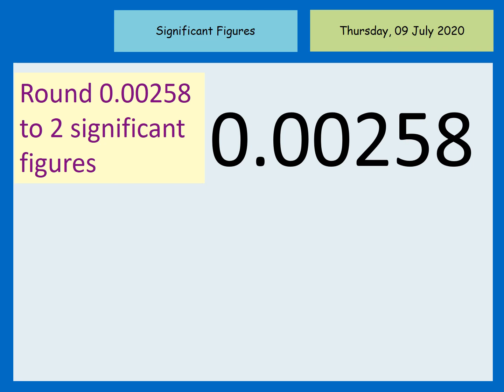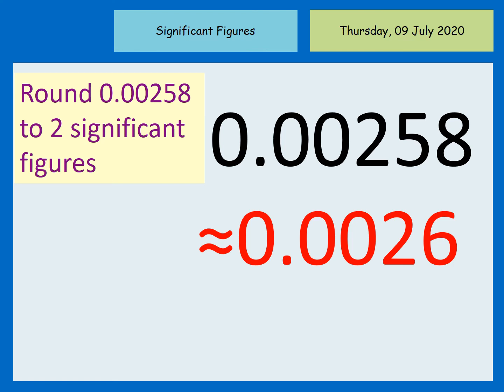Now, this time we're going to round to two significant figures. So again, it would be tempting to think that one of the zeros is in fact the second significant figure. But we know that's not. The first significant figure is the 2, which means the 5 is the second significant figure. So again, we look at the number directly to the right of that, the 8. That tells us we round up, and so our answer becomes 0.0026.